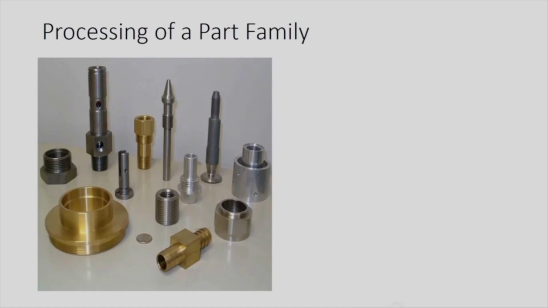So in front of you, you can see a part family. A part family is nothing but a group of similar parts, so we will simply call it a part family. What kind of similarity may the similar parts have? It may have either geometric similarity, or it may have manufacturing similarity, manufacturing features.